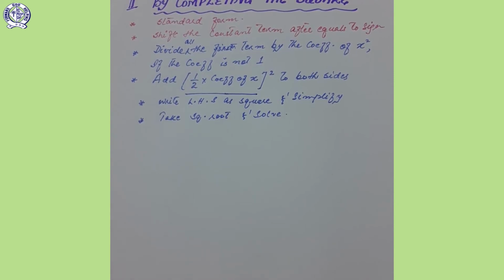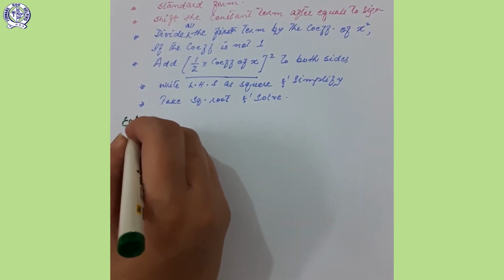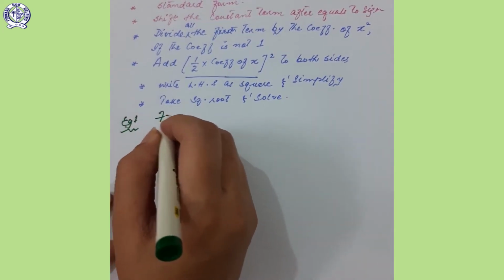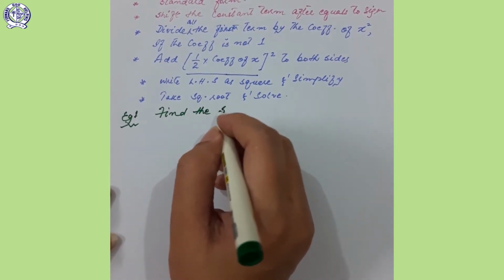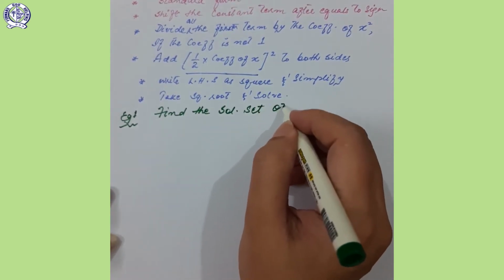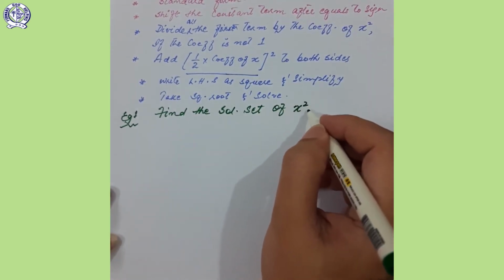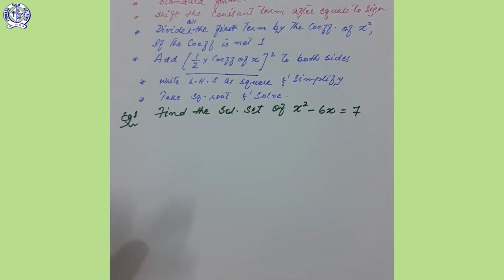Now let me write the example. The example is again from your book. Example number 1 from your book: find the solution set of x square minus 6x equals 7.